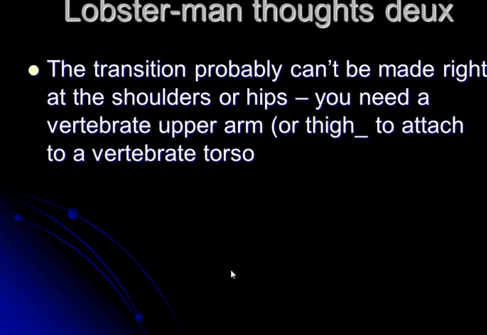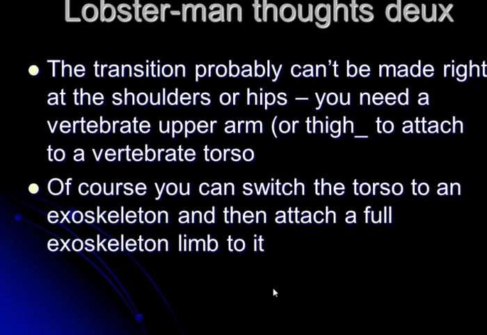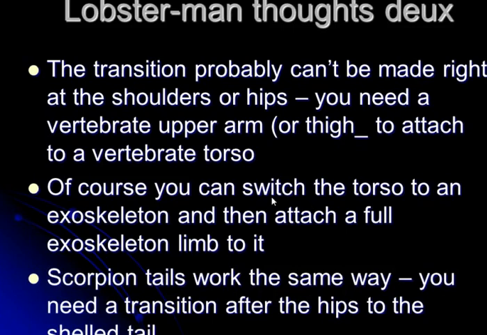You probably can't make this transition work right at the shoulders or hips. You really need to either have a vertebrate upper arm or thigh attach to a vertebrate torso, or you need to go ahead and actually make the torso itself switch so that you have an exoskeleton body for the entire exoskeleton limb to attach to. And as I ended, scorpion tail, same way. You either need to have the transition happen before the hips, or else you need to have a vertebrate tail with muscles and everything that then transitions to a shelled exoskeleton tail that's a scorpion tail.